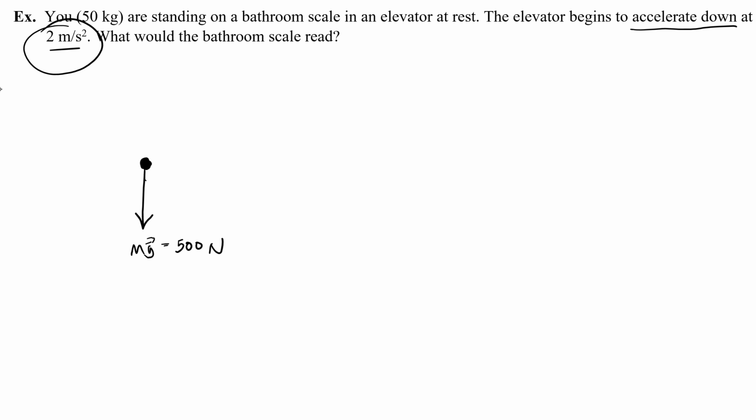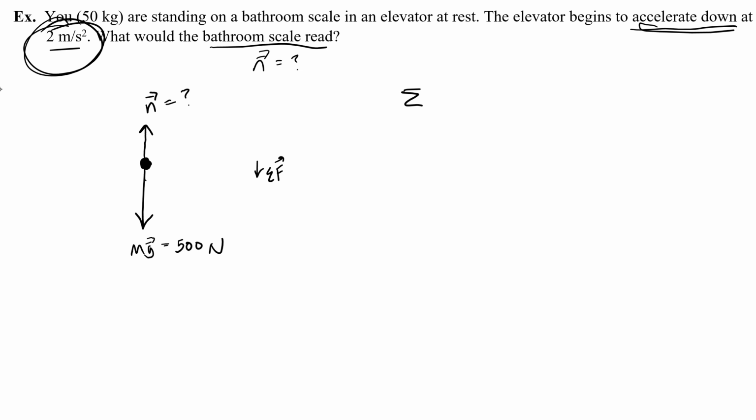But now we have a downward acceleration. So what that means is I know my net force is going to be down. And the normal force, which is what the bathroom scale would read, I know that it has to be less than 500 in order for me to have an acceleration that's down in the same direction of the weight. So I'm going to draw my normal force a little bit smaller than the weight. And again, I don't know what it is, so I can put a question mark next to it everywhere. Okay, so let's start with this.